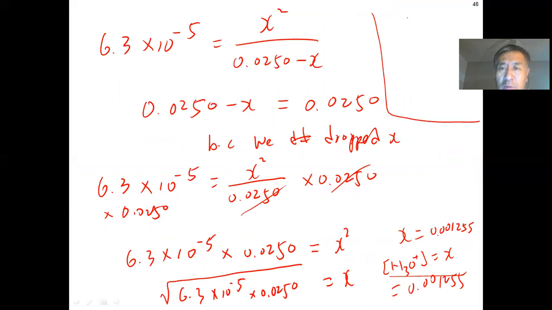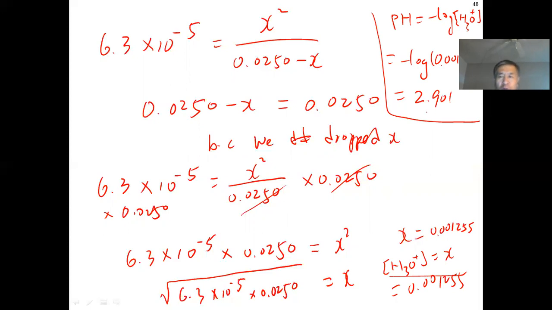pH equals negative log of the H3O+ molarity. Plug the number in. Our number for the H3O+ concentration is 0.001255. Use the calculator, and you find the pH is 2.901. So before the addition of any strong base, the pH of our weak acid is 2.901.